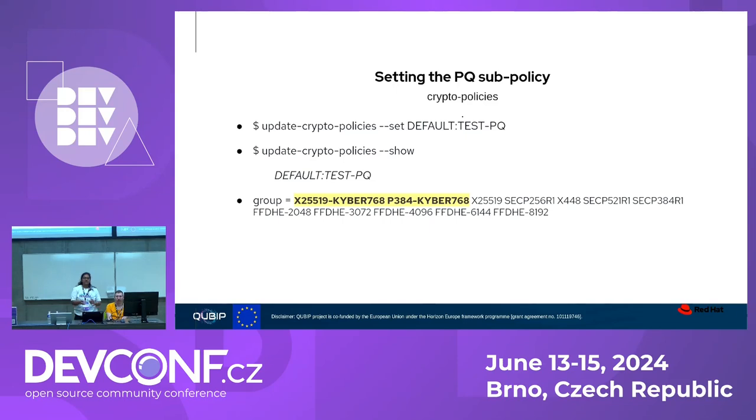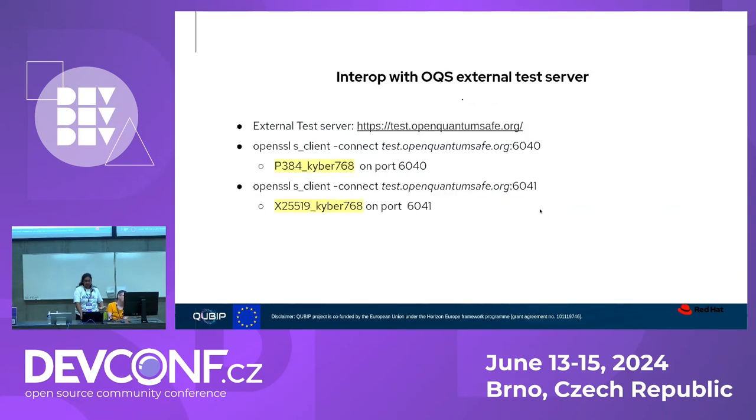Crypto policies, like we spoke about before, is a governor of what kind of algorithms you need to choose. Now with post-quantum, we've come up with a sub-policy called TEST-PQ. This TEST-PQ sub-policy has to be enabled if you want to use post-quantum algorithms. So here's the command, update-crypto-policies, and you will enable this policy. If you check the groups, Kyber should be at the forefront, taking priority over the other regular algorithms that were used by default previously.